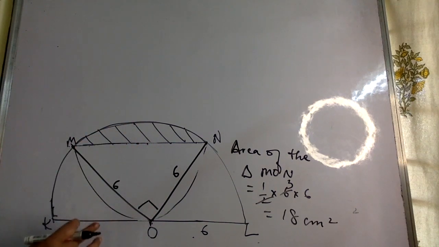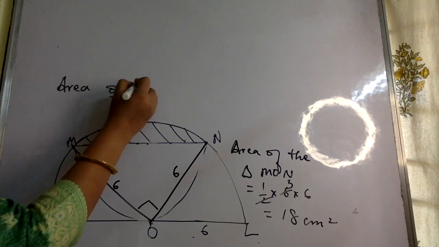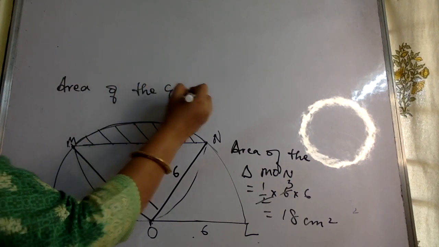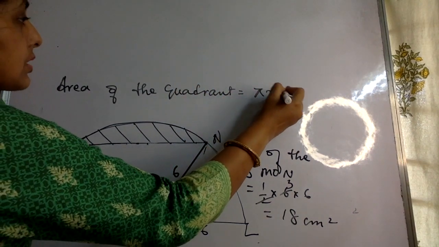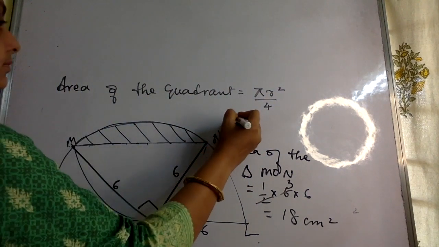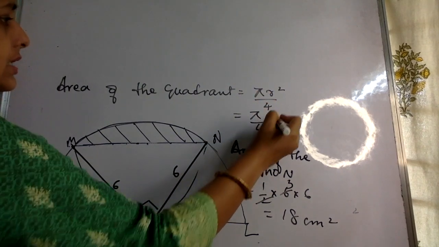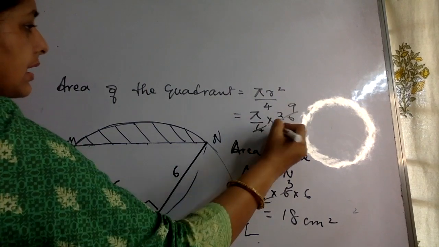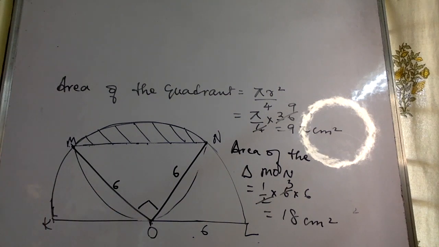Next thing that we need to find is the area of this quadrant. What is the area of the quadrant? Area of the quadrant is pi r square by 4, and they have told us to leave the answer in pi. So this is pi by 4 and r square is 36. So this is 9. Finally we get 9 pi centimeter square. We are not going to calculate the value of 9 pi. We'll just leave it like that.